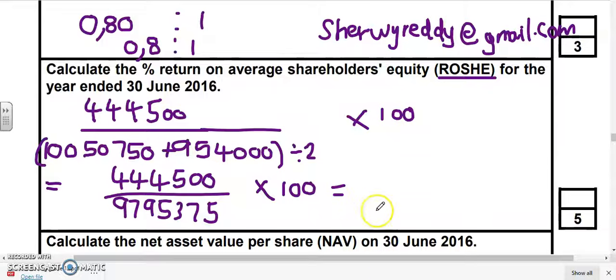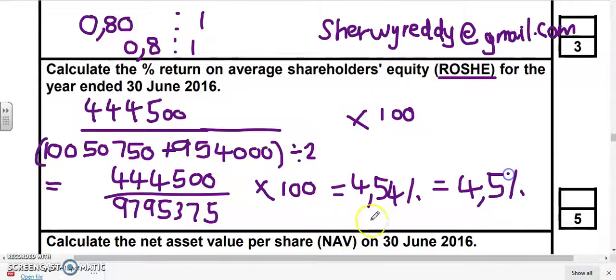I get 4.54%, which is also equal to 4.5% if you're rounding to 1 decimal place. Right, this should be fine.